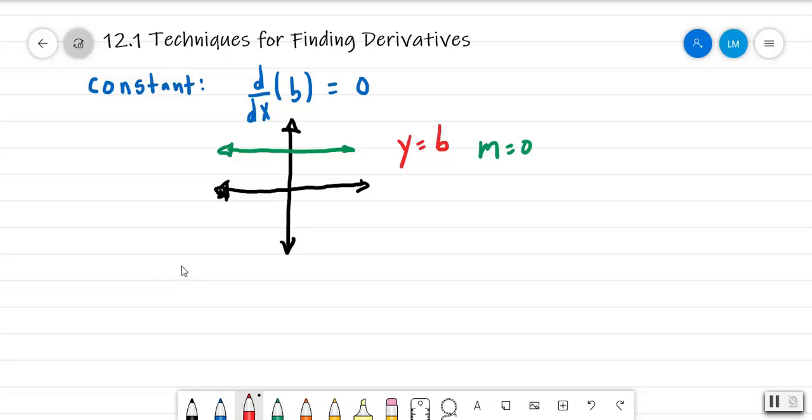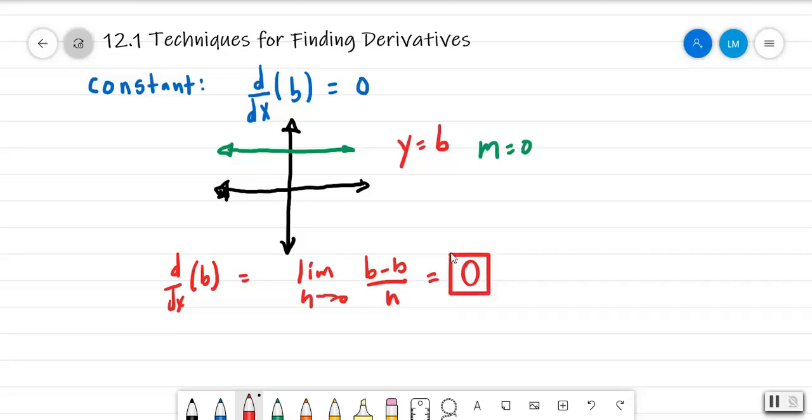If, for instance, you were to take the derivative of b, by definition that's the limit as h approaches 0 of b minus b divided by h, but you can see that that just gives you 0. So what this tells us is that the derivative of a constant is 0. So if it's the derivative of, let's say, 1 or 2, then you automatically know that it's going to be 0. And of course, if it's the derivative of pi, then that's just 0 too.